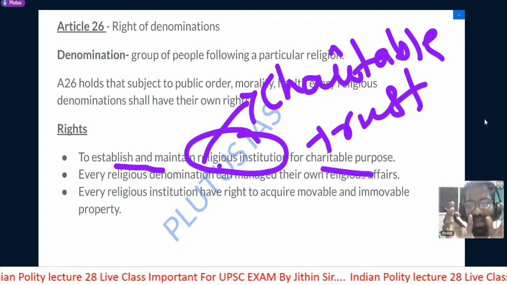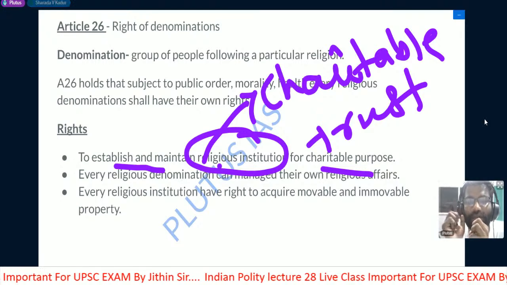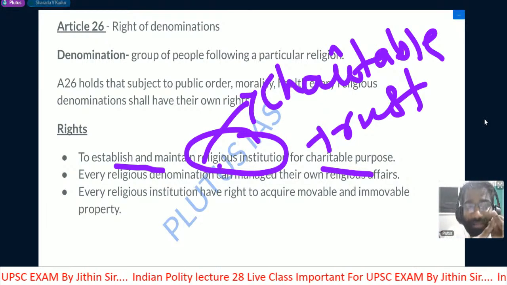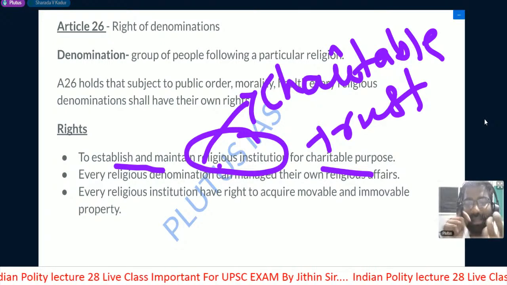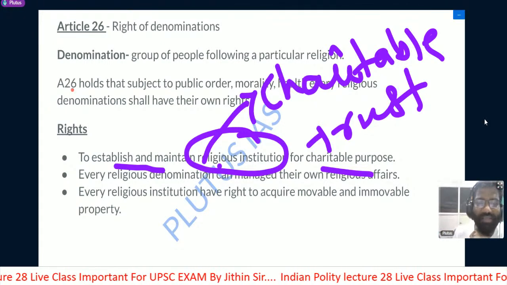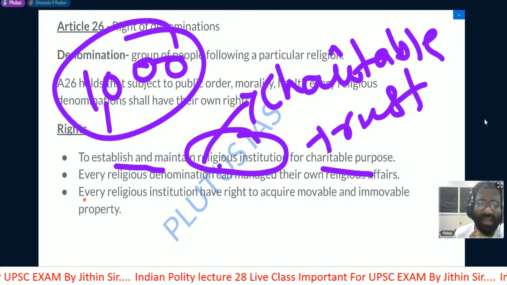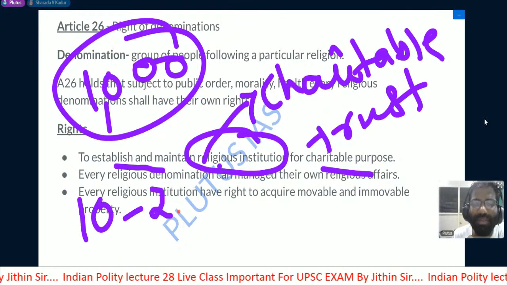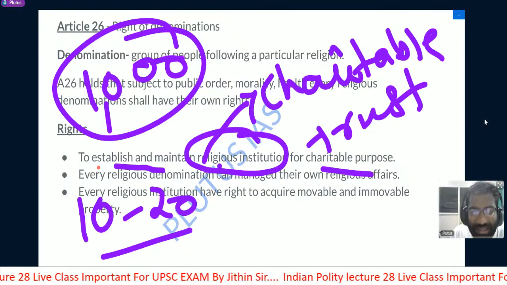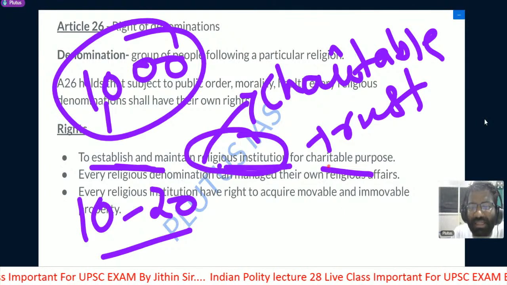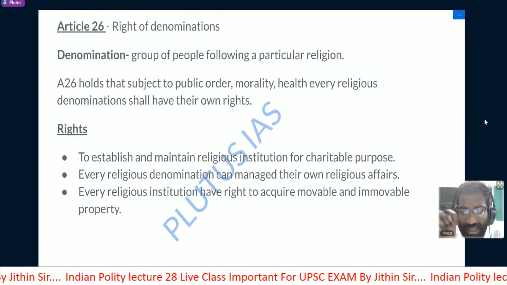That means a particular group of people following a religion can establish any institution. It can be a school, it can be a hospital, and the major purpose of this is that they won't charge like 1,000 rupees for consulting a doctor. They will charge 10 to 20 rupees. Basically it is done for charitable purpose. Okay, so this is to establish and maintain a religious institution for charitable purpose. So the first right is that they have this right.